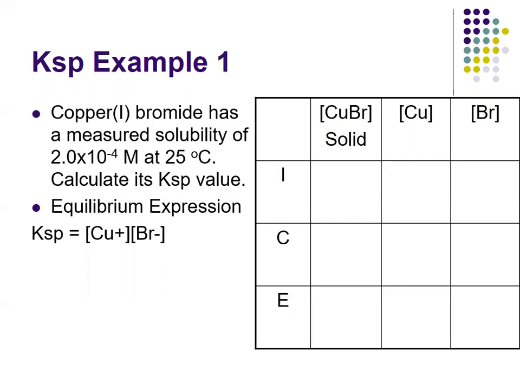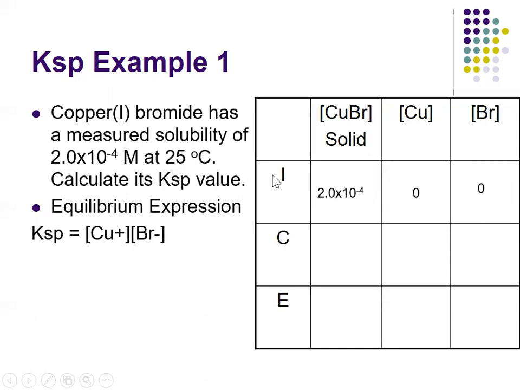What is the I of CuBr? It certainly is. What is the I of Cu and Br? Wait, how do we know that? Given right here, measured solubility. The I of Cu and Br is 0, isn't it? Because before it dissolves, there's nothing present, correct?